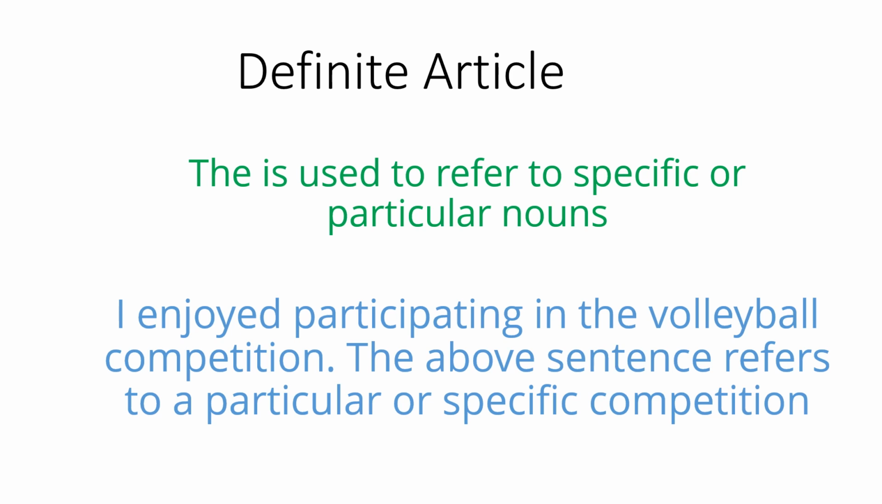So the next is the definite article. We use the when we mention something the second time. A definite article indicates that a noun refers to a specific thing or to something that has been identified previously.